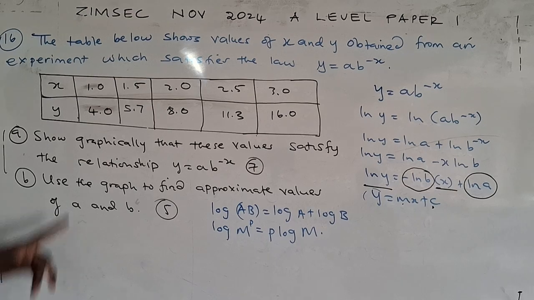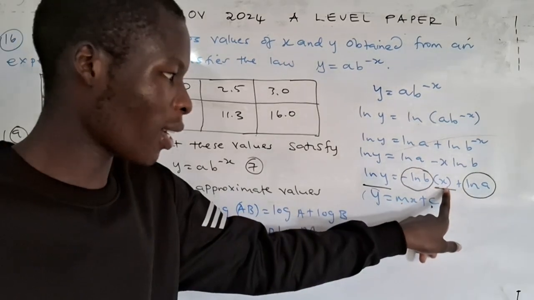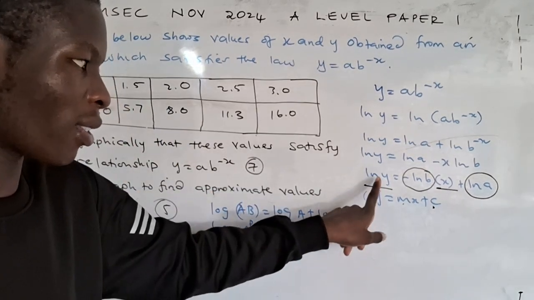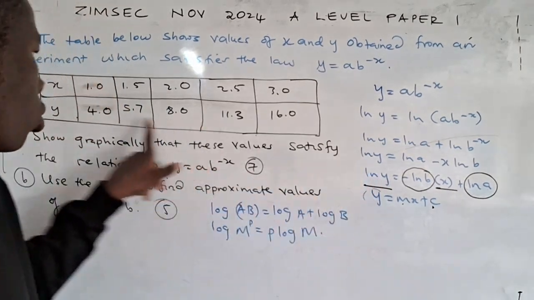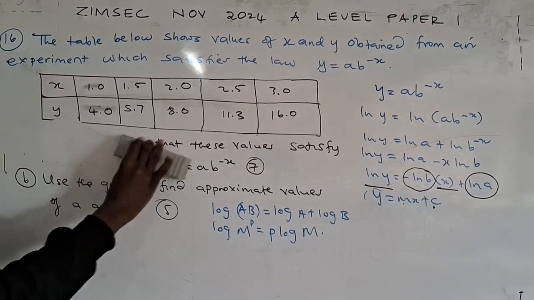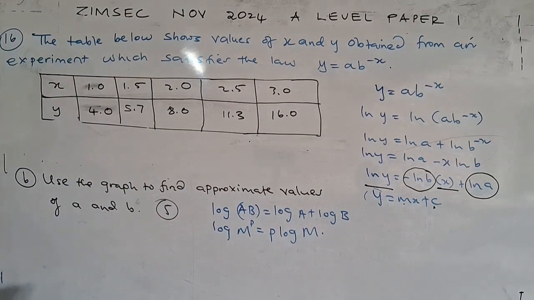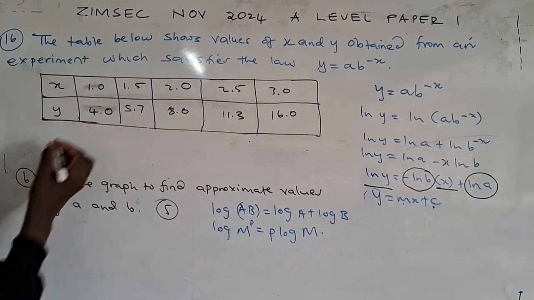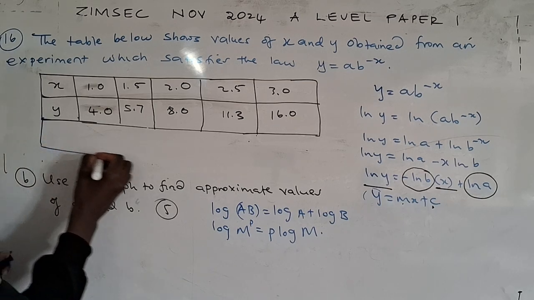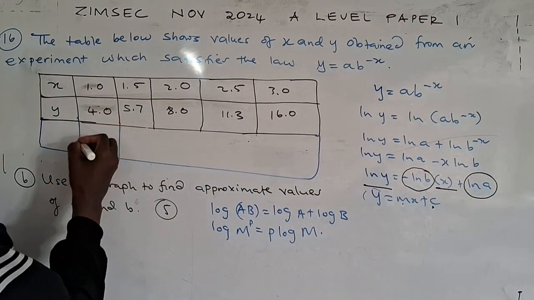But here, x and y are given. On the x-axis you are supposed to write x, which is correct. But on the y-axis, I said you are supposed to write ln y. Do you have ln y here? You don't. So you are supposed to calculate the values of ln y. So I'm going to add another row, likewise like this.